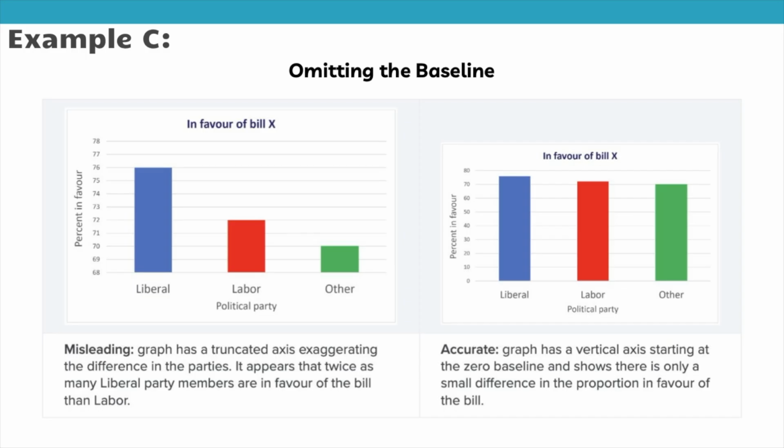Okay, the zero baseline shows that there is only a small difference in the proportion in favor of the bill, because again, you started at 0 as opposed to 68, some number that you randomly chose. But if you wanted to show that your party was doing a better job, then you would use the data on the left because you just randomly started at a number that made yours look better. Now let's take a look at the next example.